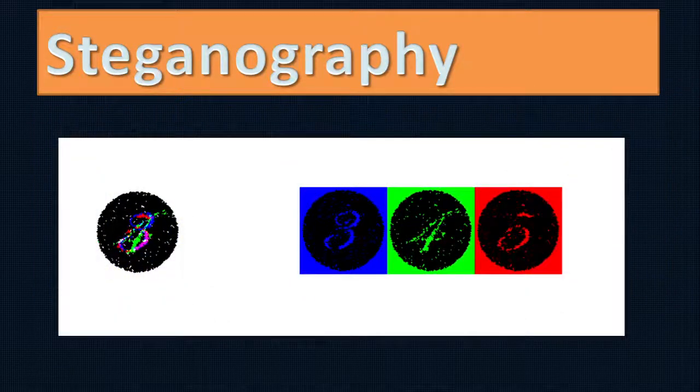For example, here is a picture. Here you can see there is some text, but it is not visible. When common people see this, they will not understand anything. The person who is sending knows exactly what it is, and the person who receives knows how to decode it.